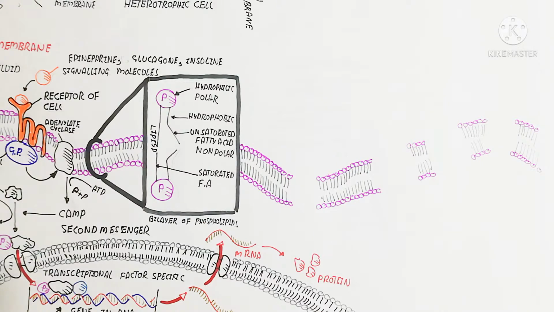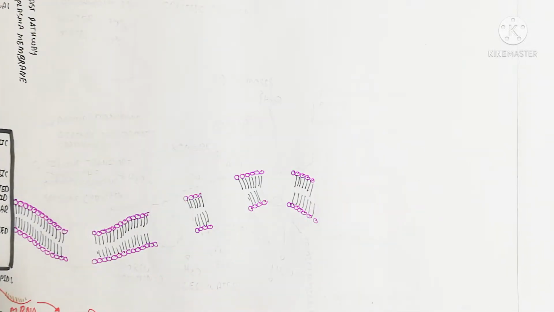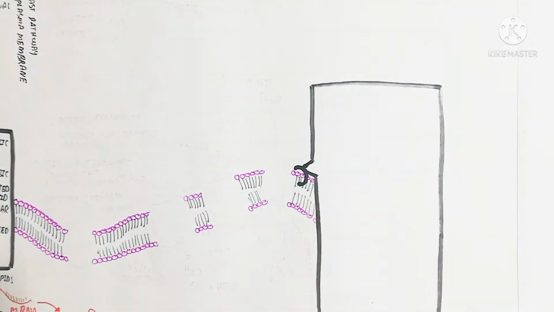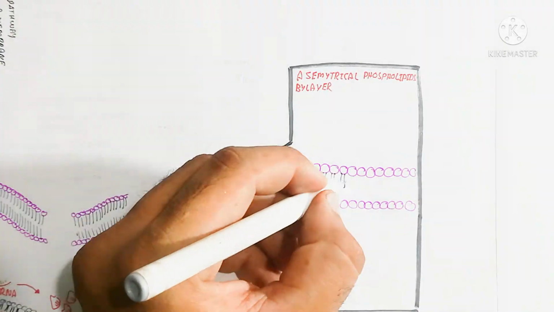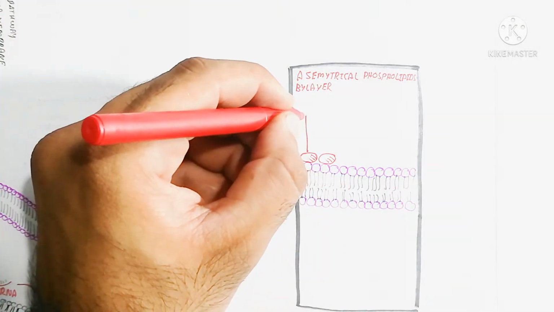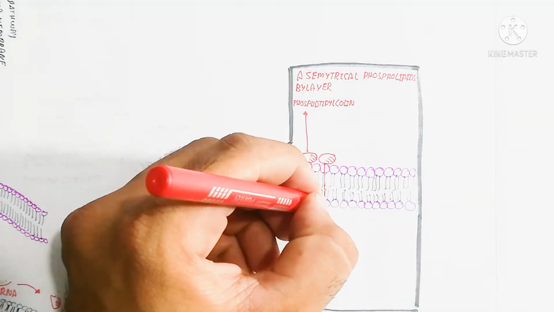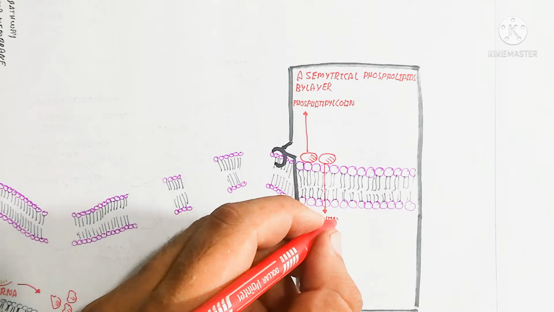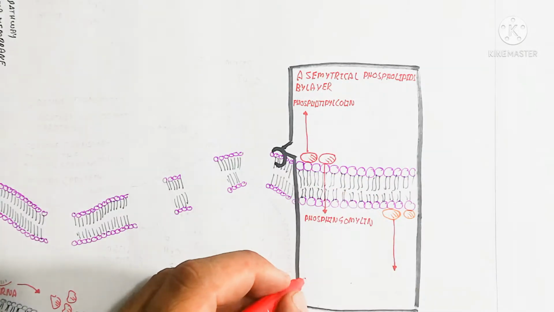But next, we will discuss transport. Transport into the cell, the movement of molecules outside and inside, we will discuss through different mechanisms. But first of all, we should understand the asymmetrical phospholipid bilayer. The phospholipid bilayer is asymmetrical. Why? Because the upper phospholipid layer contains different molecules as compared to the inside.